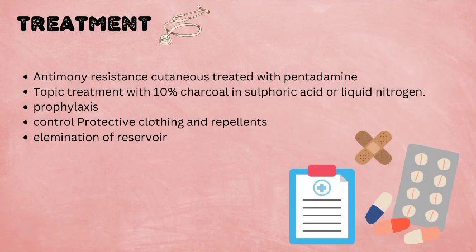Next, how to treat Leishmania tropica. Antimony-resistant cutaneous leishmaniasis is treated with pentamidine, and topical treatment with 10% trichloroacetic acid or liquid nitrogen. Prophylaxis and control: protective clothing and repellents, and also the elimination of the reservoir.